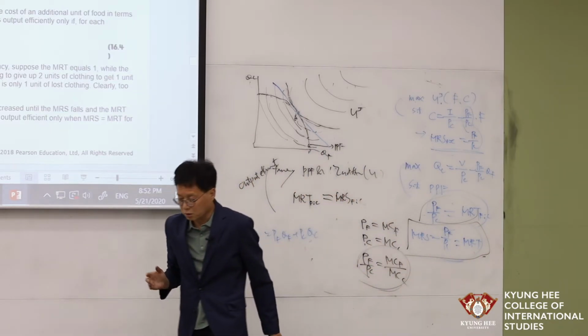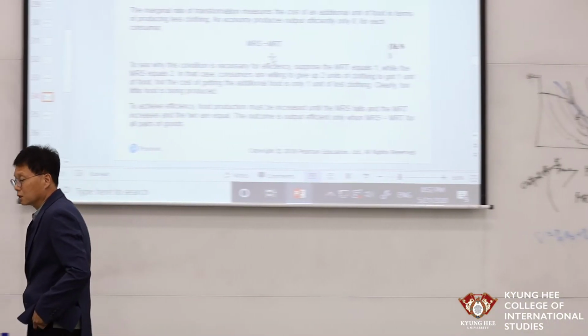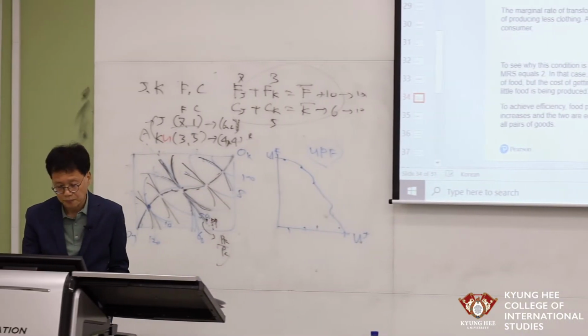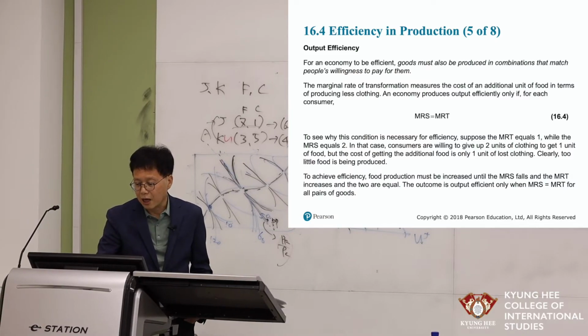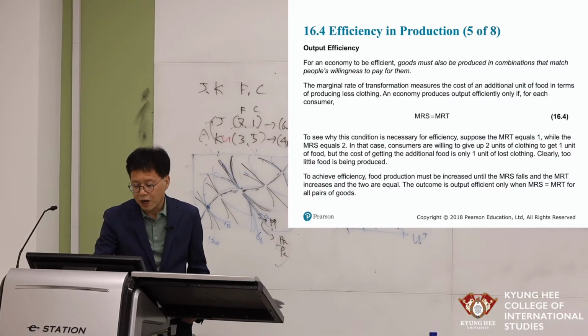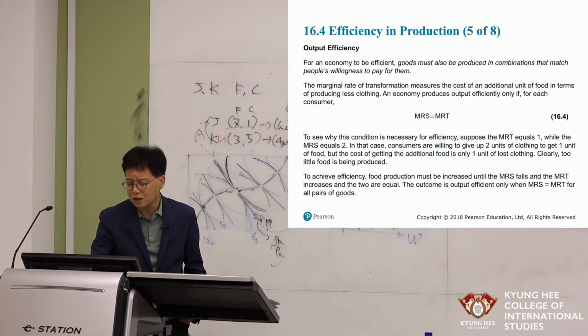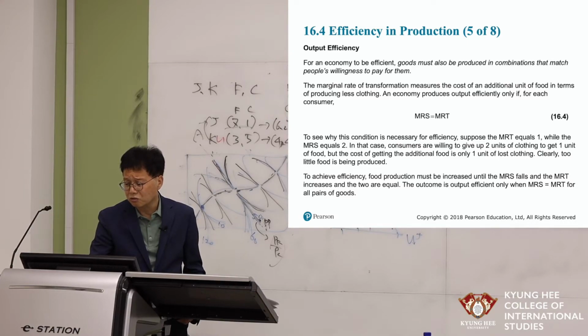Right? That is output efficiency in a competitive market. To see why, MRS equals MRT. To see why this condition is necessary for efficiency, suppose MRT equals 1, while MRS equals 2. What's the meaning of this? From the perspective of producers, the opportunity cost of one food is equivalent to one clothing.